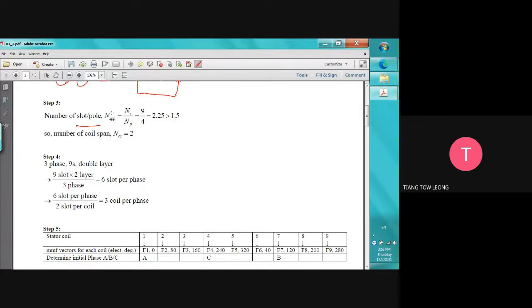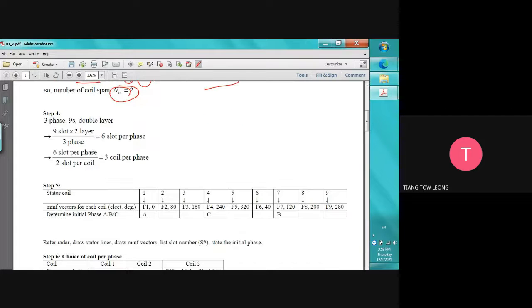The number of slot per pole is NS divided by NP, which is 9/4, 2.25, which is more than 1.5. So we choose the next lowest integer, which is NCS 2. So 3 phase, 9 slot, double layer: 9 slot times 2 layer divided by 3, we have 6 slot per phase. Then 6 slot divided by 2, we have 3 coil per phase, which means this 9 slot 4 pole machine per phase must have 3 coils.